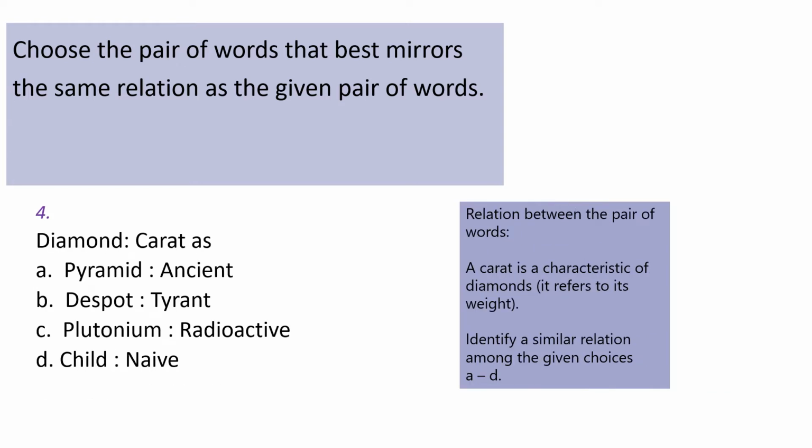Okay, diamond is to carat for number 4, and we need to recognize that a carat, also spelled with a K, is a characteristic of diamonds. So this carat refers to the weight of the diamond, not the size. So for choices A to D, we need to also identify a characteristic of the pair.